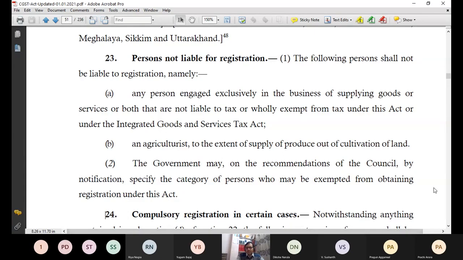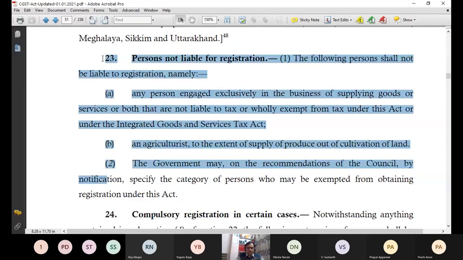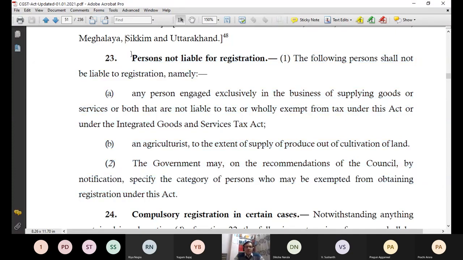Now this is the point. This is the Act, section 23. Let me first read it for you. Persons not liable for registration. This Act clearly says that the following persons are not liable for registration. Subsection 1. The following persons shall not be liable to registration, namely.